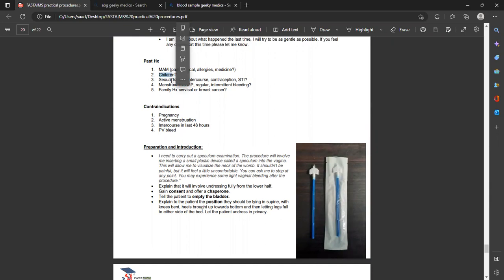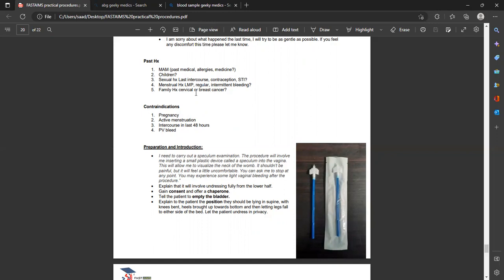Do you have any children? Okay, that's fine. Sexual history, last intercourse, and contraception. In that way, we're ruling out intercourse in the last 48 hours. Menstrual history, last menstrual period, we're ruling out pregnancy. Or you can ask simply, are you pregnant? And active menstruation as well. And do you have any active bleeding? We are ruling out all these four contraindications in our history part.